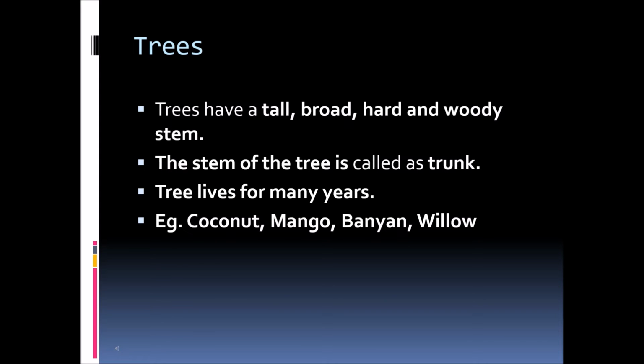The third type is trees. Trees are very tall and the stem is very broad. They have a very hard and woody stem. You would have seen trees around you, so you know how a tree looks. The stem of the tree is called the trunk. Trees also live for many years. Examples are coconut, mango, banyan and willow. So these are some of the examples of trees.